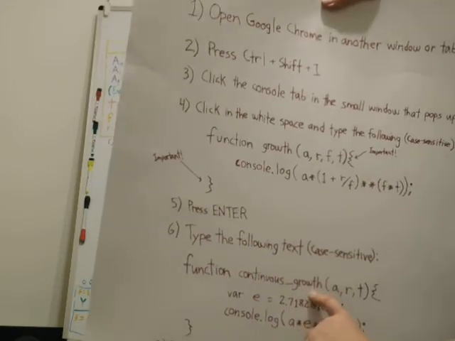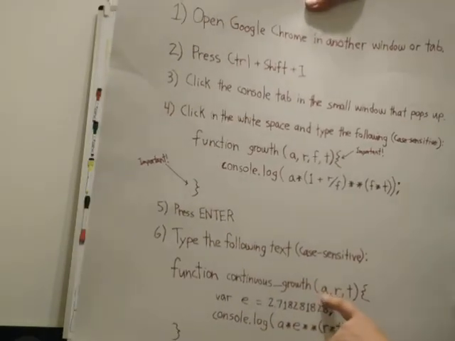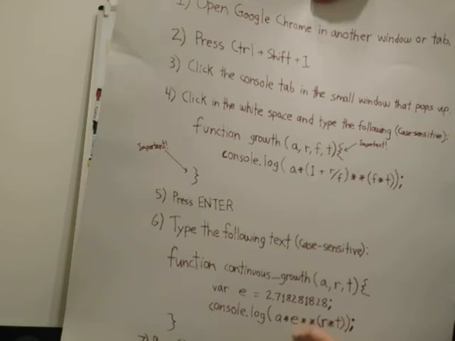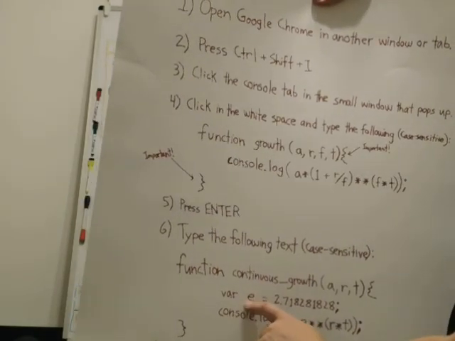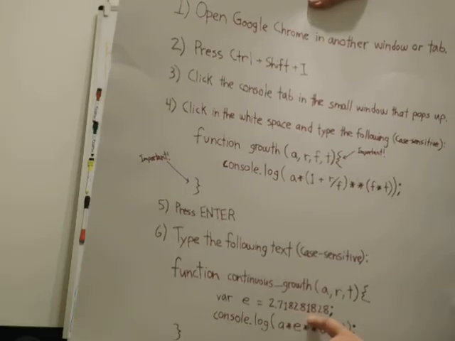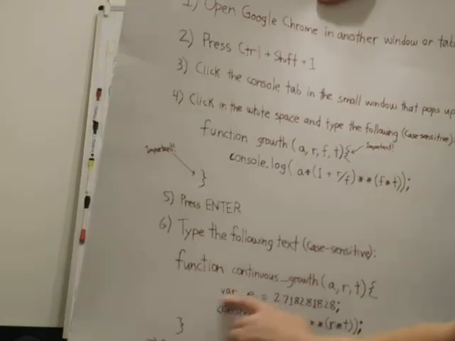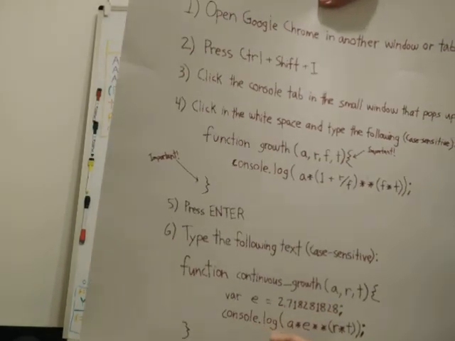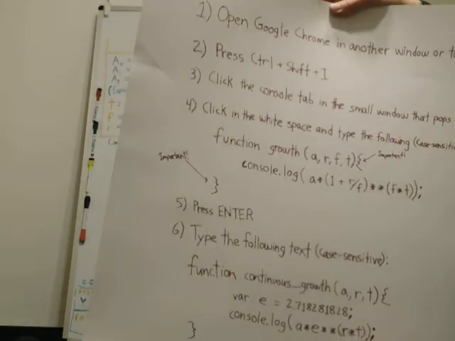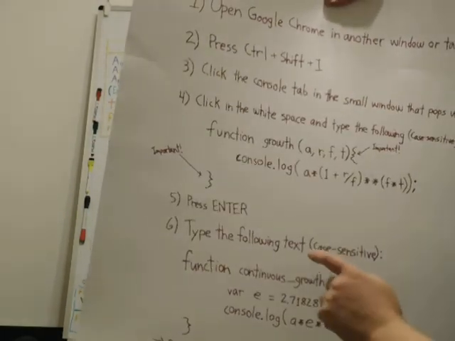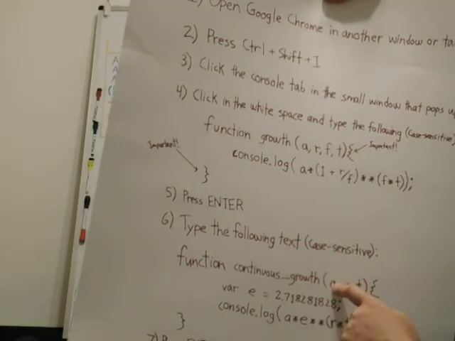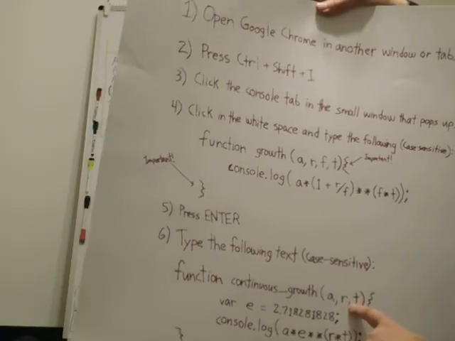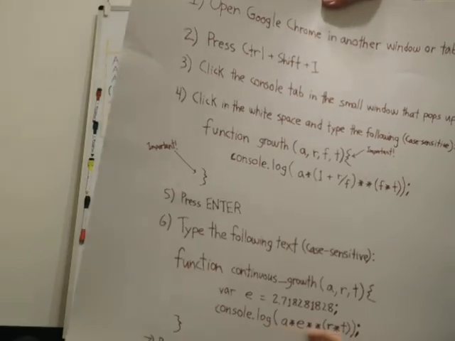We're going to do continuous growth. You also type in what I have here, which is the amount, the rate, and the time. Notice there's no frequency because we're using Euler's number instead. We give it Euler's number: var E equals 2.718281828, semicolon. We're telling it that whenever you see E inside here, it means this number. Then console.log, which means print whatever's in these parentheses, A times E to the power of R times T. We put 100, for example, as the amount, a rate of 0.06, and a time of, say, 2 years.